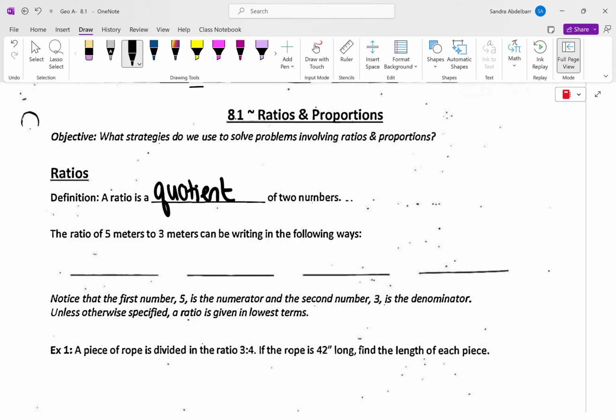So the way you're probably most familiar with seeing ratios is with the colon. So you could say 5:3. Whatever number comes first in the wording, that's what comes first when you're writing the ratio. The most popular way for us to write a ratio is as a fraction. And whatever comes first in the wording is our numerator, and whatever comes second is our denominator.